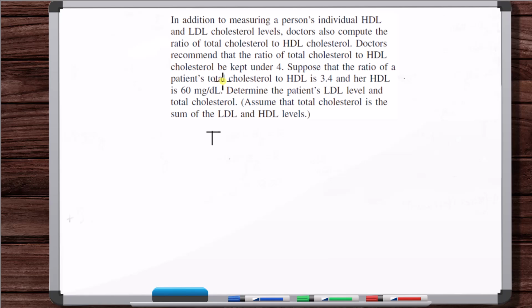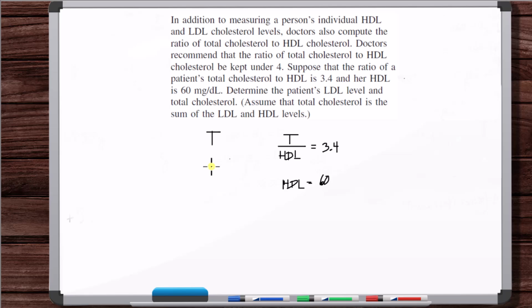Suppose that the ratio of a patient's total cholesterol to HDL is 3.4. So we're talking about this T for this specific patient. So this 4 is never going to come into play. I don't know why they told us all that. So T divided by HDL is 3.4. The ratio of a patient's total cholesterol to HDL is 3.4. And that makes sense because this is larger than this, so you're going to get something greater than 1. And her HDL is 60. So it tells us HDL is 60.